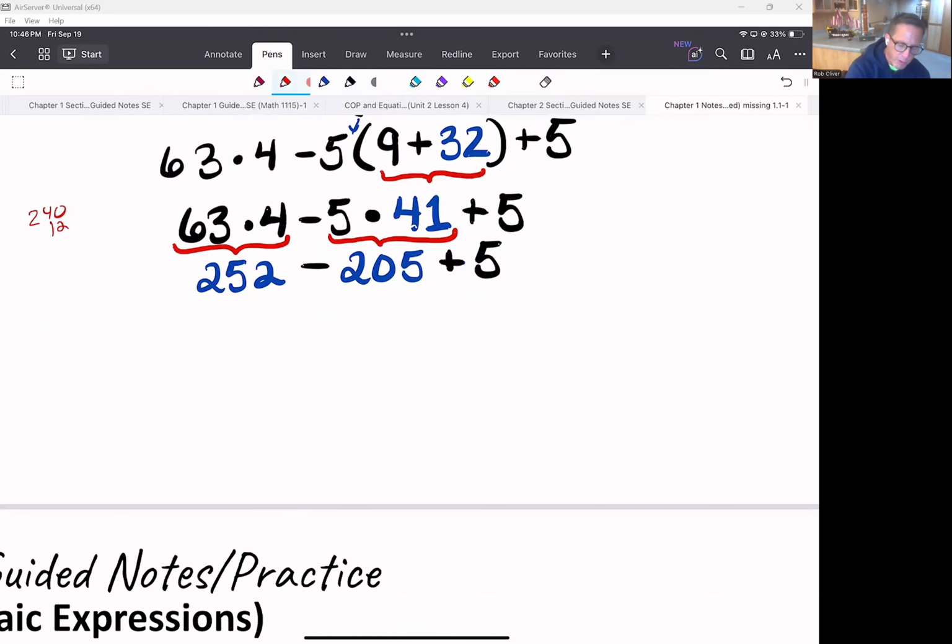And then at this point, we're just going left to right. So you've got 252 minus 205. And what's that going to be? That's going to be 47, right? So you've got 47 plus 5, and then we're all done. 47 plus 5 is going to be 52.